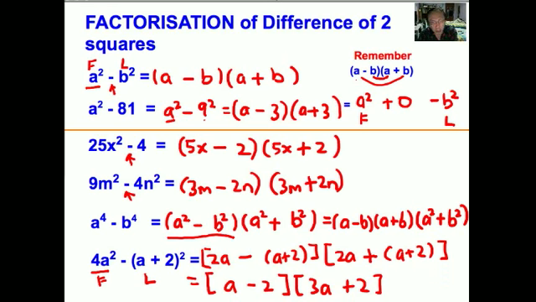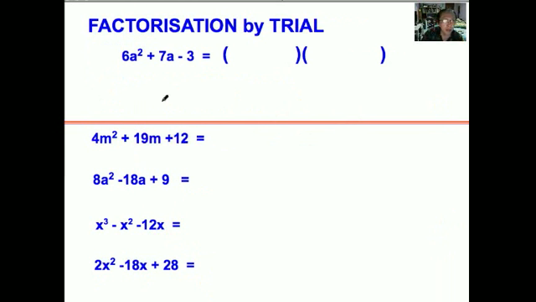In the last step of factorization, we have factorization by trial and error. This is done somewhat in the same way by looking at the first term and the last term to determine our terms in brackets. 6a squared has factors 2a times 3a, and 3 has the factors 1 and 3. Do we put the 3 here, or do we put the 3 in the other factor?